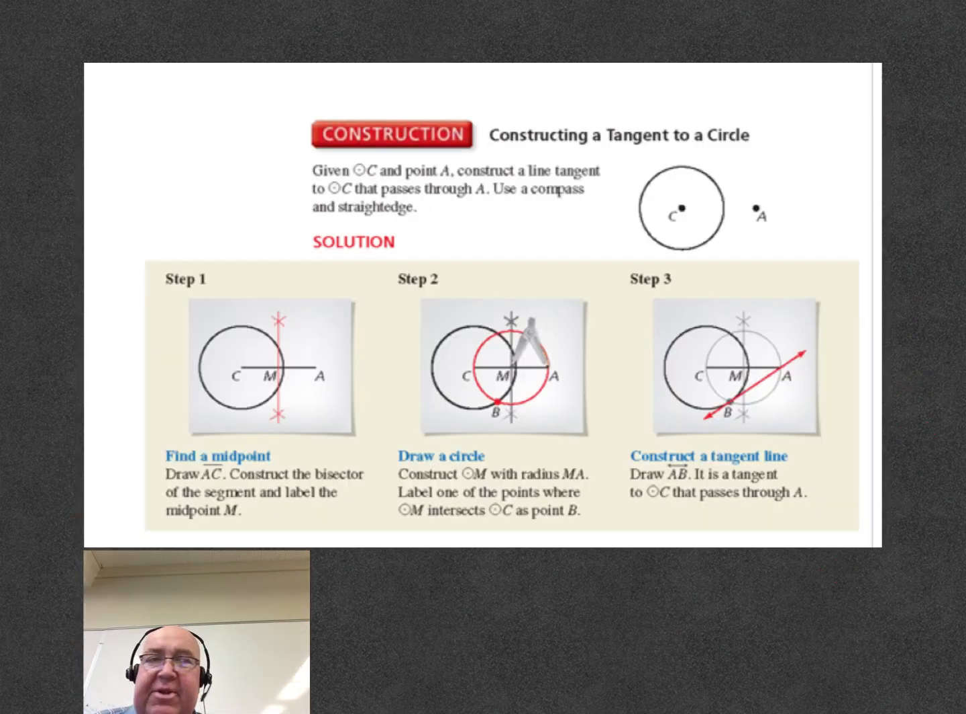This just simply shows you how you would construct a tangent line through a certain point. It directs you to find the midpoint between the point and the center, to draw that line, and then draw the circle with that same radius from the midpoint, and then you would draw the line that would connect the 2 points.